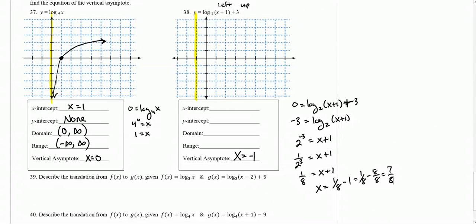So 7/8 is between 0 and 1. I'm sorry, this should be negative 7/8. Between 0 and negative 1. About right there, closer to negative 1.